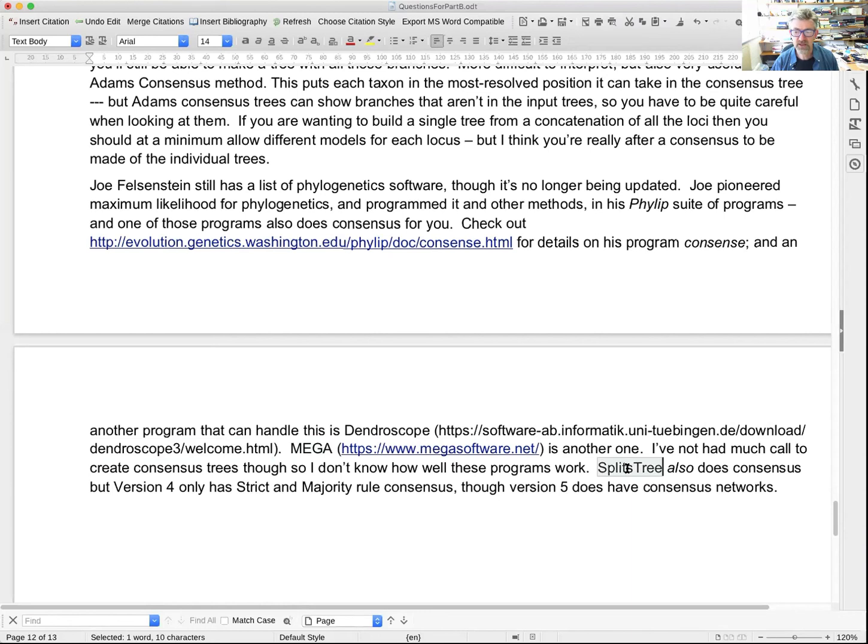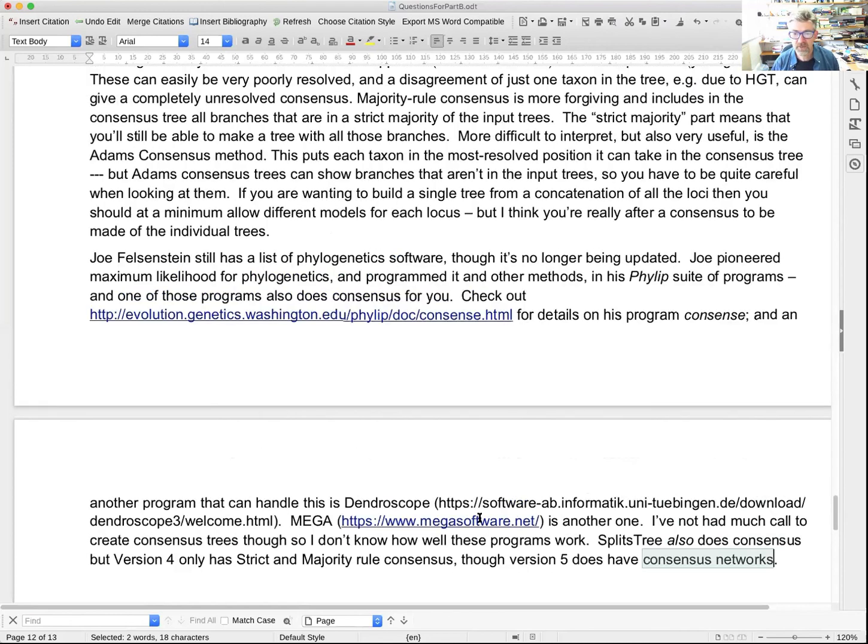Splitstree also does consensus methods, and this raises another level of complexity, I guess. Version 4 of Splitstree, the one that we used, only has the first two consensus methods that I mentioned, the strict and the majority rule. But version 5 also has the idea of a consensus network. So it takes input trees and produces a network from those trees. And that can actually be quite informative as well. I hope that answers your question.